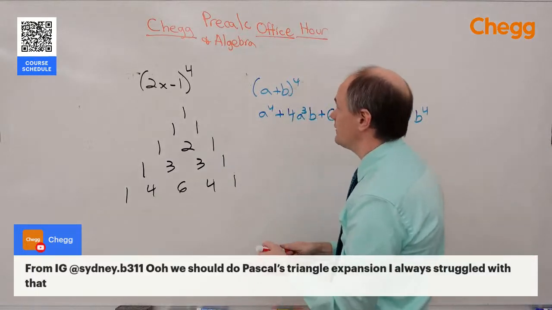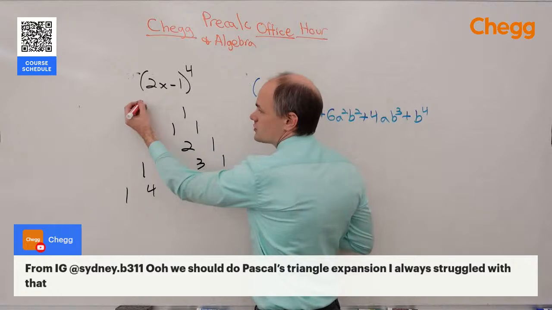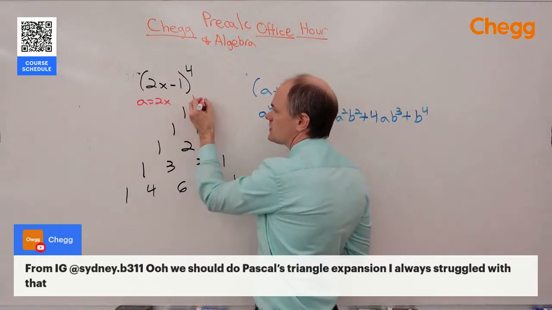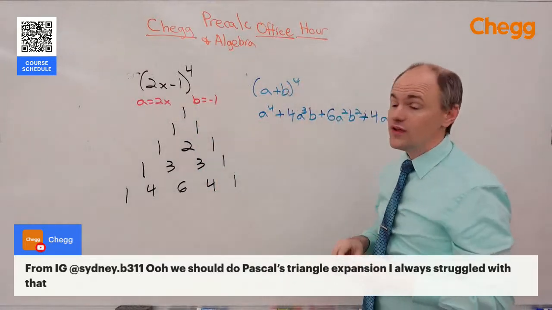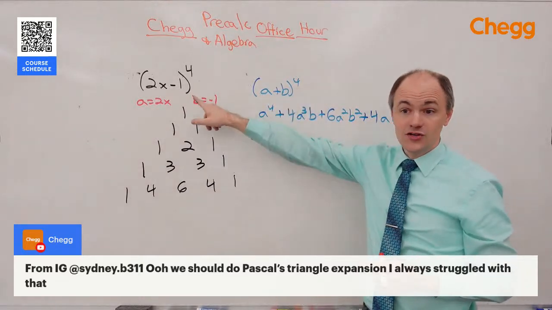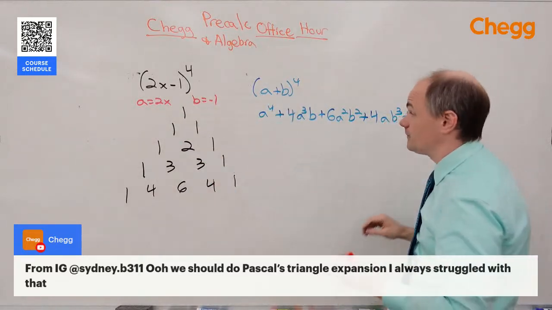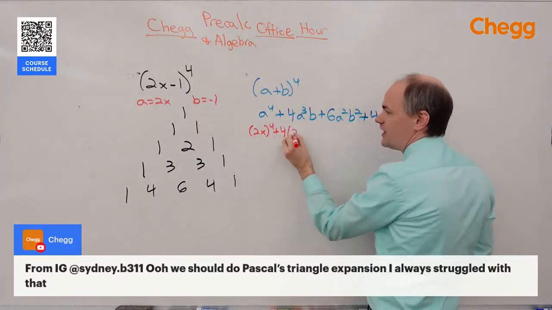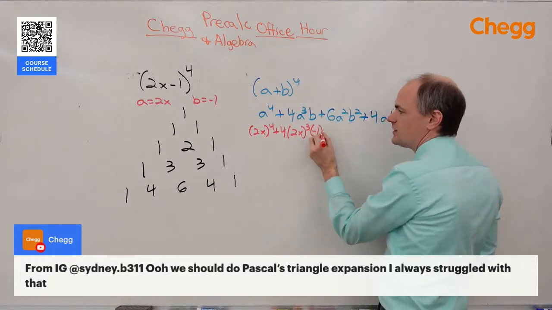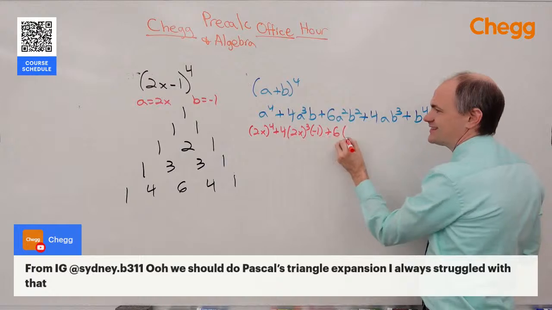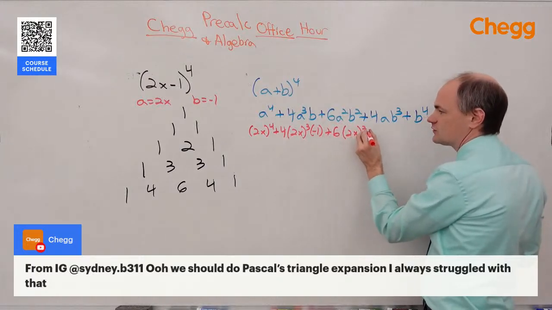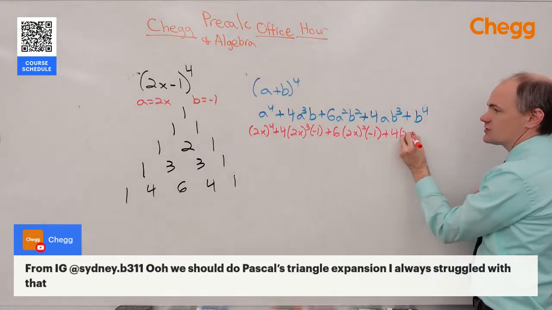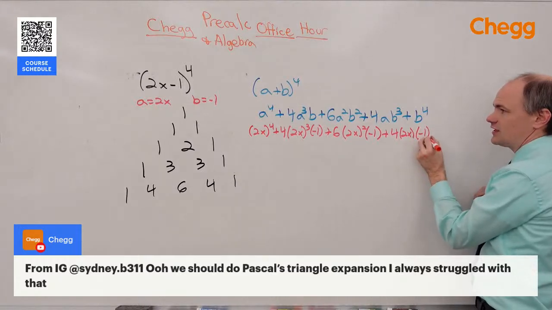We just need to clearly identify that a is the first term, which is the 2x. And b is the second term, which is the -1. And so we've got a formula now for a 4th power. We just have to plug in what we know. So a to the 4th is 2x to the 4th plus 4 times a, which is 2x cubed, times b, which is -1, plus 6 times a, which is 2x squared, times b, which is -1, plus 4 times a, which is 2x, times b, which is -1 cubed.